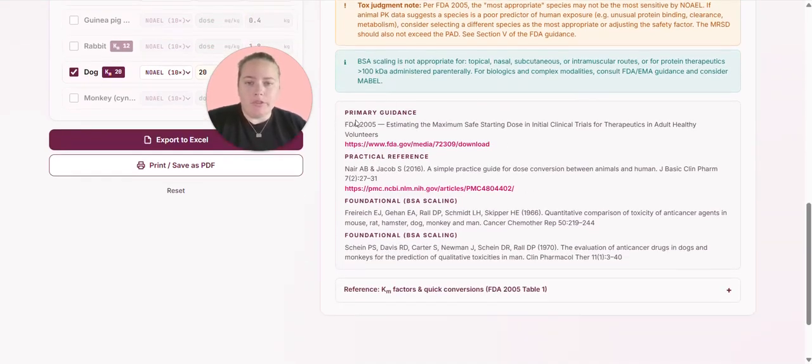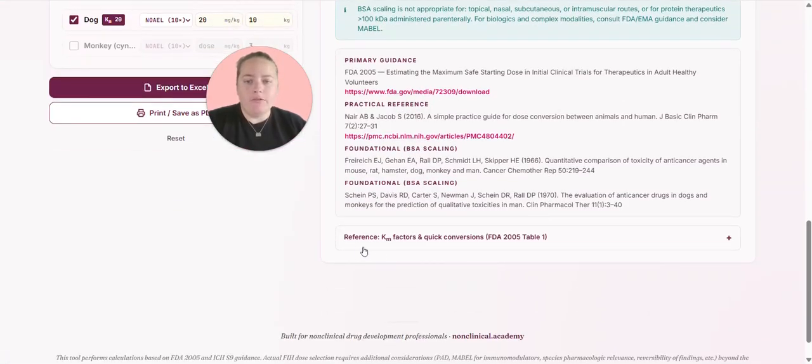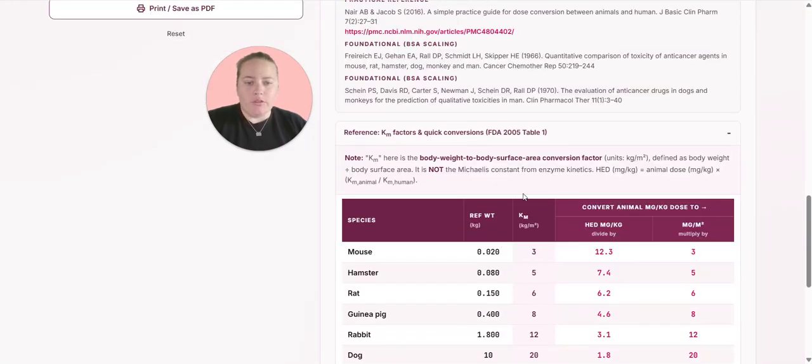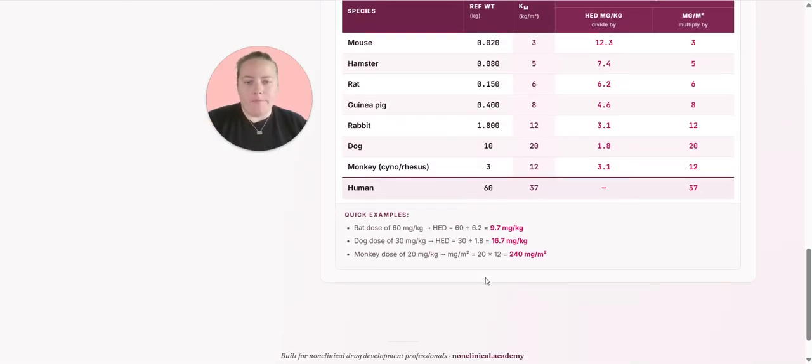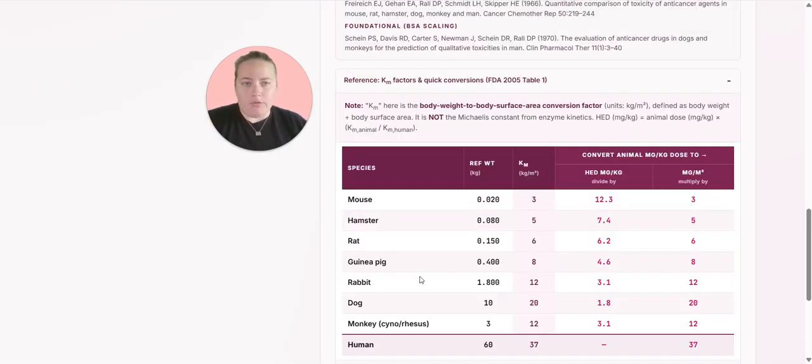And then down at the bottom you can see the different guidances. You can pick them, you can click on them and learn a little bit more about them. And then if you want to know the conversion factors, the KM factors, this table brings it all down. So you can click on that, it opens up, and it gives you all the conversion factors and what you're actually doing. So you can get an understanding of the foundation of where these numbers came from, and then it gives you a couple quick examples.